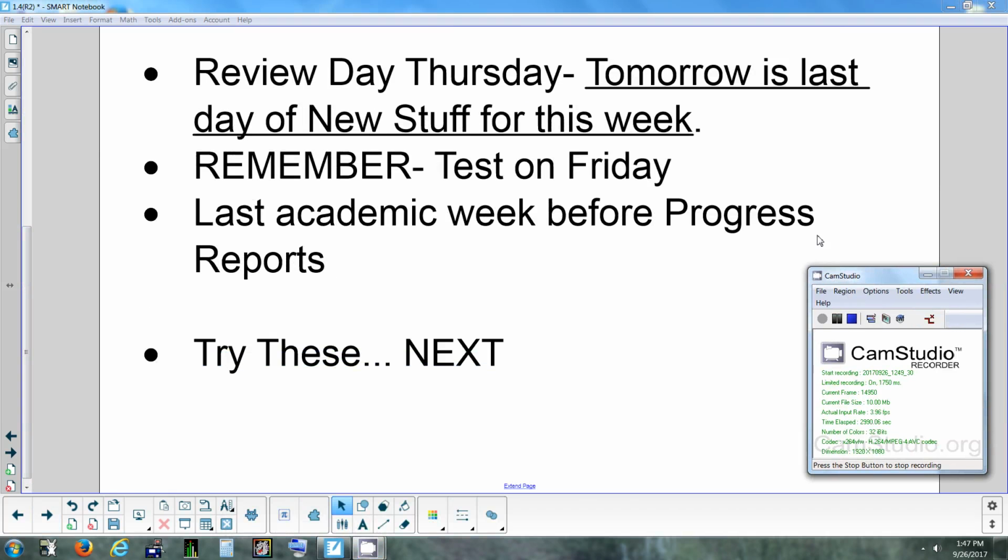On Thursday at the end of class, we'll give you time to go on Google Classroom and get the reference sheet. If you didn't do well last week on your test, I suggest, and Mr. Hager will too, do the reference sheet. Take the time to do it. We're making the reference sheet on the exact same program we make the test on. We're just changing the numbers. So it'll be a good resource to have. Last academic week, this week before progress reports.